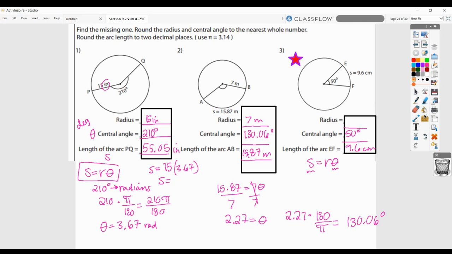All right, the radius for this one, you should be getting 11 centimeters for that one when you solve for it.